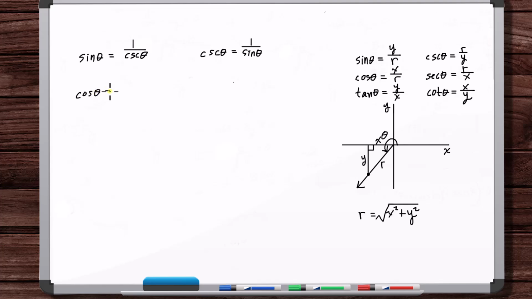We see that cosine theta is the reciprocal of secant theta, and also secant theta is the reciprocal of cosine theta. Tangent theta is the reciprocal of cotangent theta, and cotangent theta is the reciprocal of tangent theta. And there you go. That's the six reciprocal trig identities.